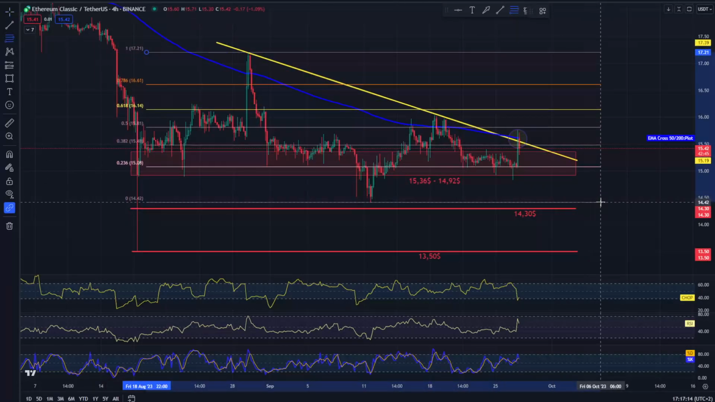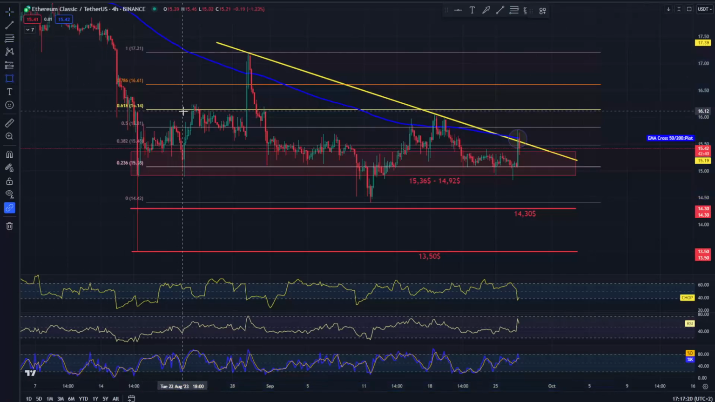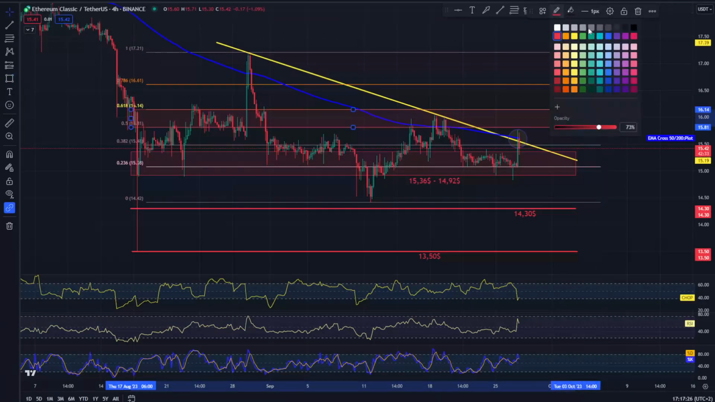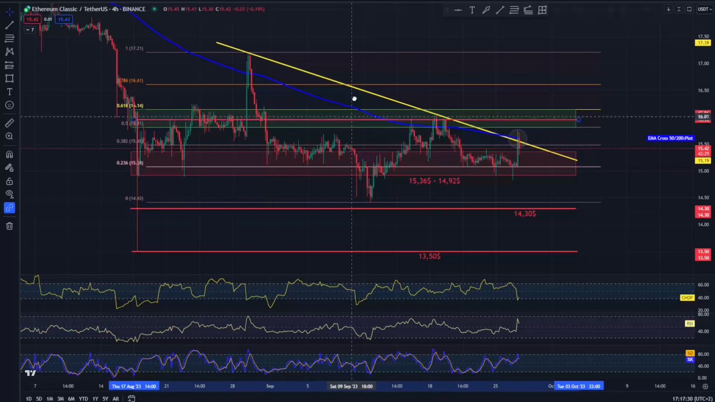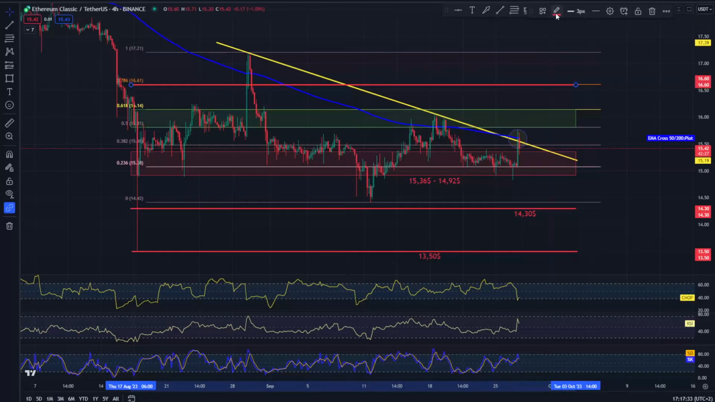Looking the other way, we see that the price has declined through the resistance zone from $15.81 to $16.41. Then we have resistance at $16.60. And then resistance at $17.21.